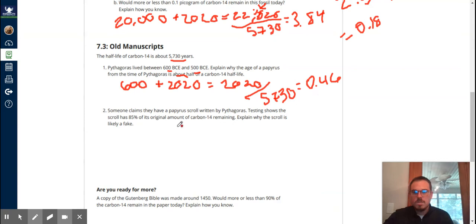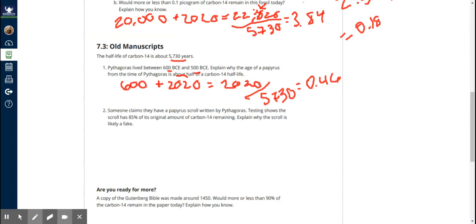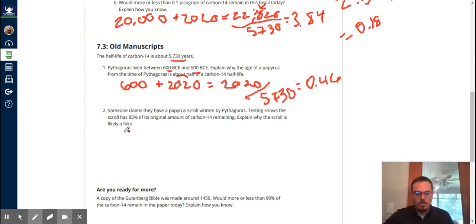All right, number 2 here says someone claims that they have the papyrus scroll written by Pythagoras. Their testing shows that the scroll has 85% of the original amount of carbon-14 remaining. Why is this likely to be a fake? Why are the people claiming that they have a scroll from Pythagoras lying? Well, what we should know here is that after half of the half-life that we just figured out, what we should do is say, all right, well, what percentage of the remaining would be there, right?